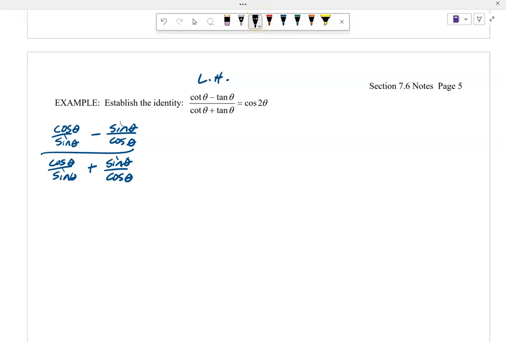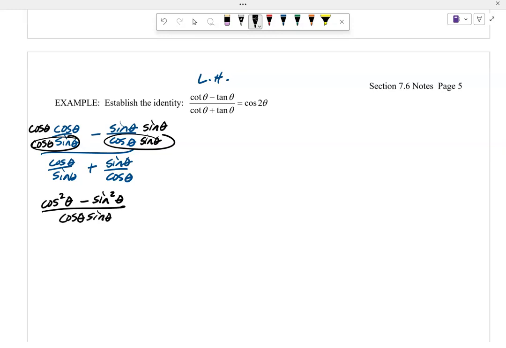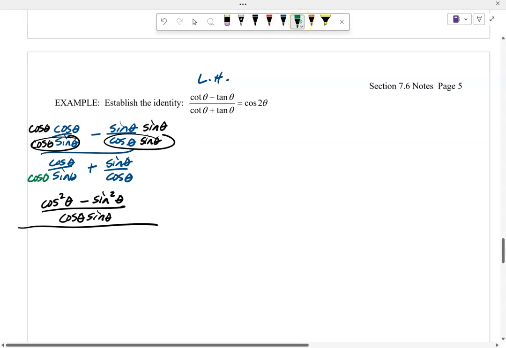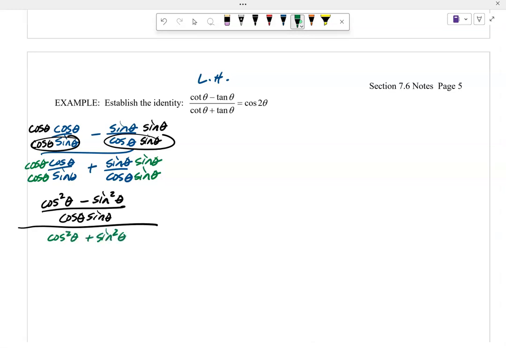Now I'm going to get a common denominator. So I need to give this one a cosine, so it matches the cosine on the other one, and I need to give this a sine. So then that becomes cosine squared minus sine squared, and that's all over that common denominator of cosine sine. Now let's do the denominator, those two, and let's get them as one fraction. So this one needs a cosine. This one needs a sine. So we got cosine squared theta plus sine times sine, sine squared theta, and this is all over that common denominator, cosine sine. Now don't forget, sine squared plus cosine squared, that's 1. So you got 1 over cosine sine.